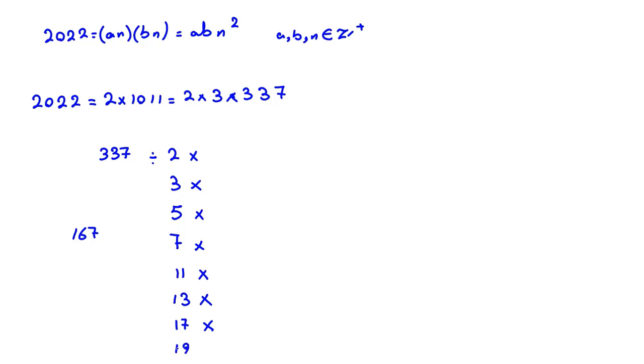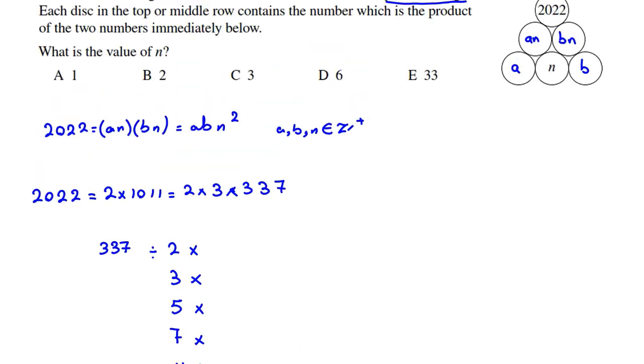Next one, 19. We don't need to check division by 19. Why? Because 19 squared is 361, so the square root of 337 is less than 19. So you should check up to the square root of that number. It is not a multiple, so the prime factorization is 2 times 3 times 337.